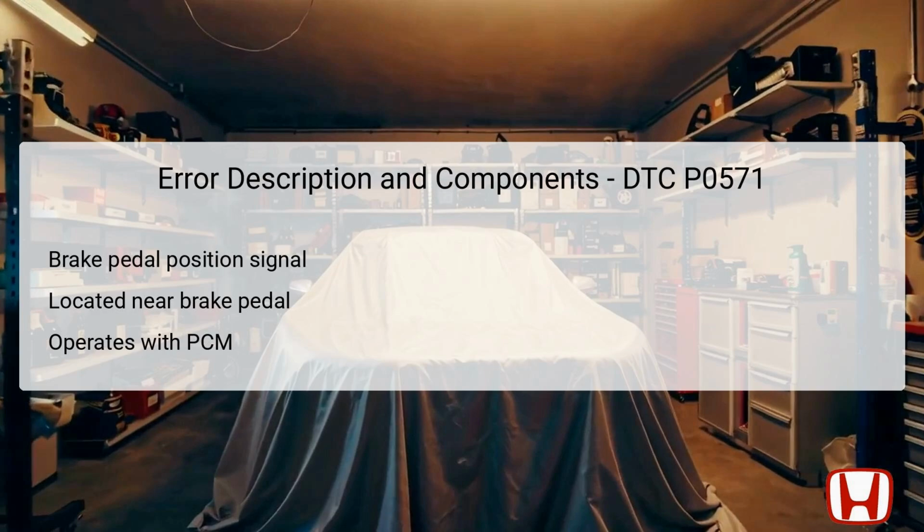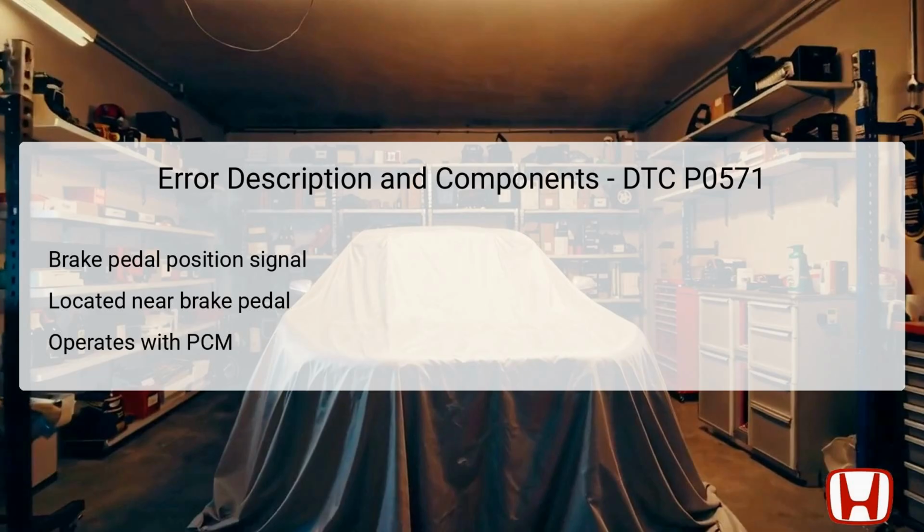DTC P0571 signifies a malfunction in the brake pedal position switch circuit. The brake pedal position switch is a sensor that detects how far the brake pedal is pressed. It is primarily located on the brake pedal assembly, making it accessible for inspection and testing. In this circuit, the brake pedal position signal is essential for communicating with the PCM, which controls the vehicle's braking functions and safety features. If there is a mismatch between how the brake pedal is operated and the corresponding signal sent to the PCM, the system registers this malfunction.